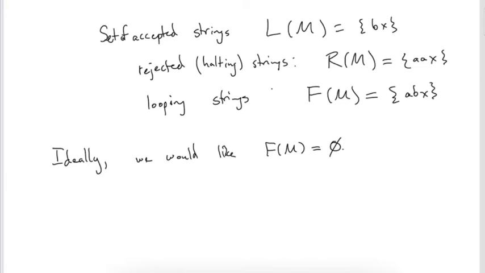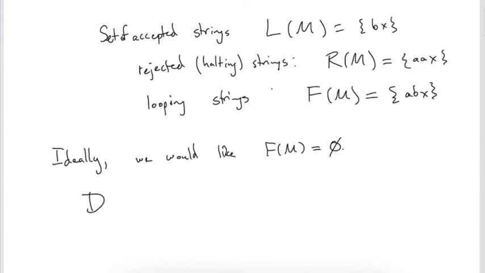We would like it to either give me the answer, or at least, if you're not going to give me the answer, stop and say, I'm not going to give you the answer. Don't keep me waiting, and then I don't know if you're just taking a long time, or if you're really going to take forever. All right. So ideally, in the real world, we would like for our Turing machine to have no strings for which it loops forever, and there's a name for that.